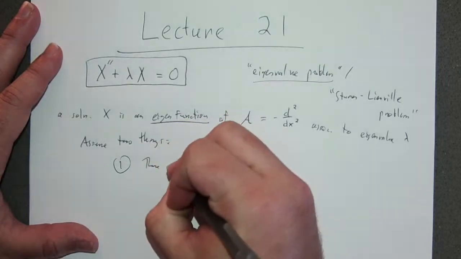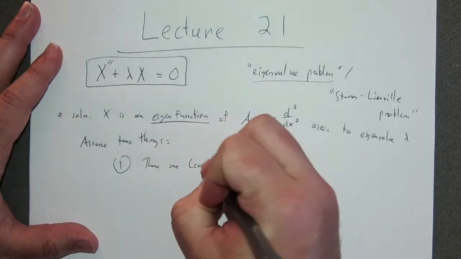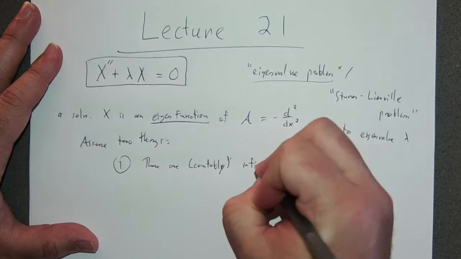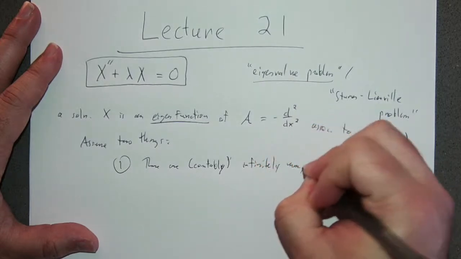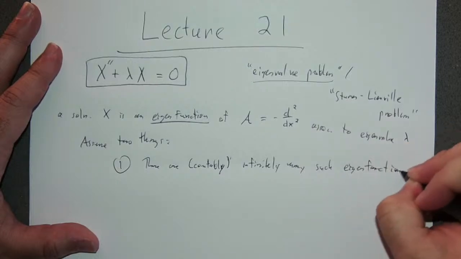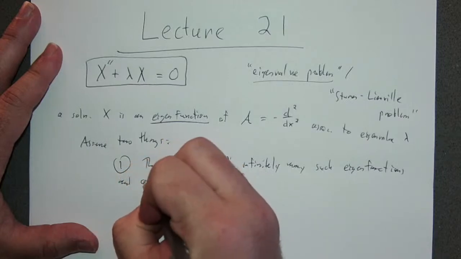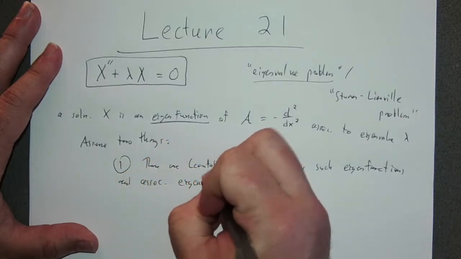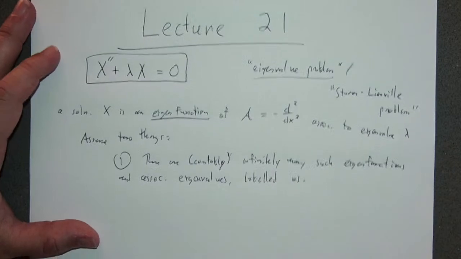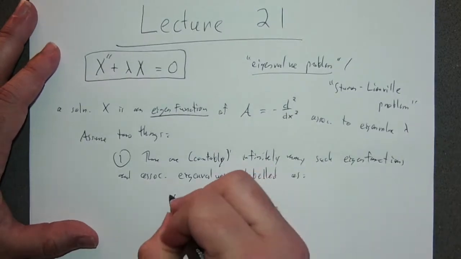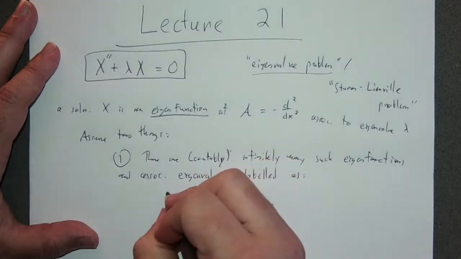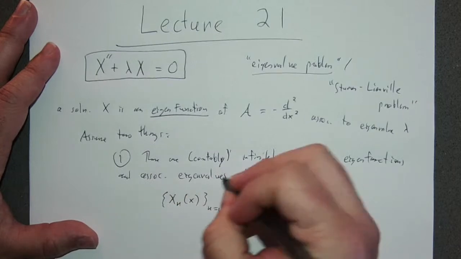So there are countably infinitely many such eigenfunctions and associated eigenvalues, labeled as the following. We have infinitely many of these eigenfunctions, which we'll label as x sub n of x, and we'll index these from, say, n equals 1 to infinity.